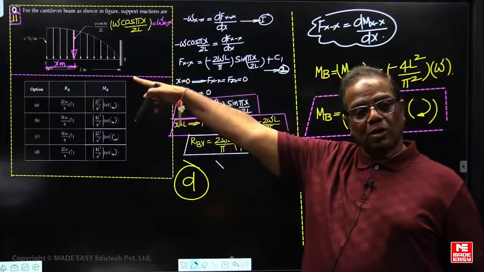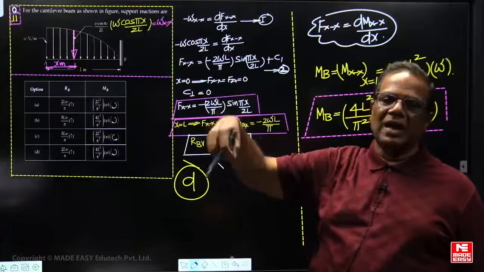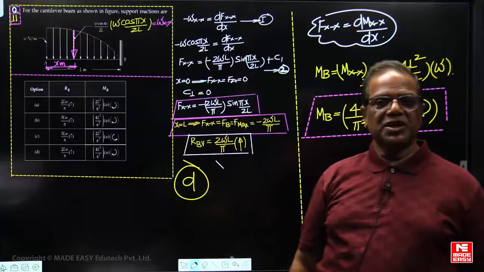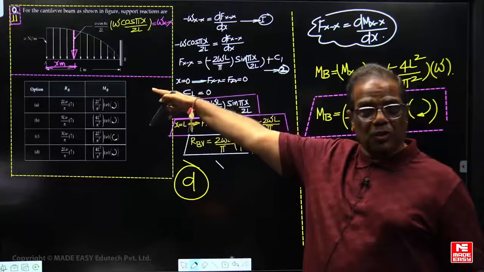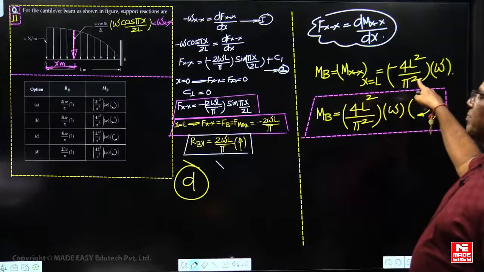Once again, at x equal to 0, bending moment is 0. Find out the C2 value. Then write down the bending moment equation. In that, substitute x equal to L. Then you are going to get this value.